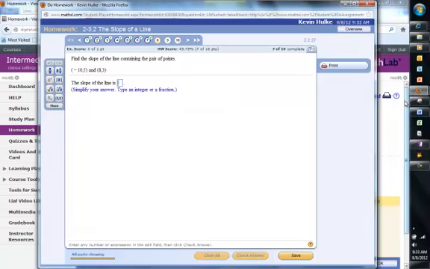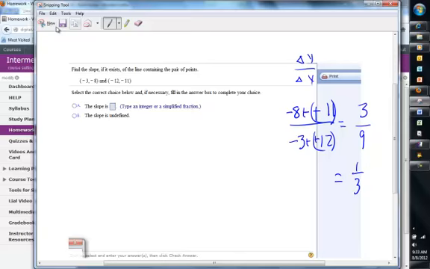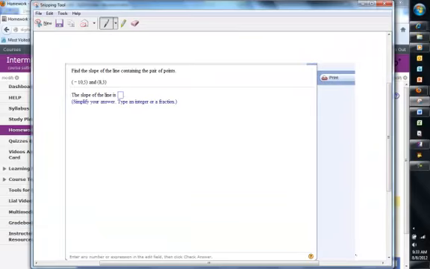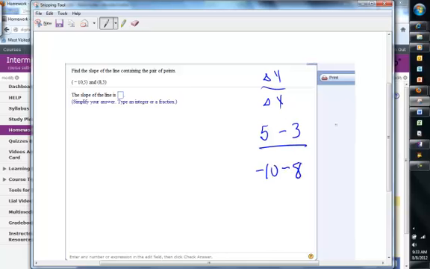Another one. Change in y over change in x. One of the things people sometimes do is they get the x and the y mixed around. It's 5 minus 3 over negative 10 minus 8. 5 minus 3 is 2. Negative 10 minus 8 more is negative 18, which is negative 1/9.